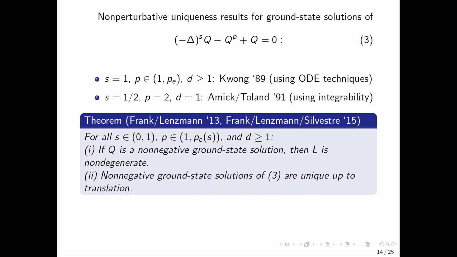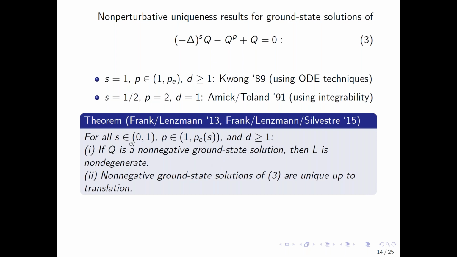So here's Frank and Lenzmann's uniqueness result. It appeared in two papers. First, they proved it in 2013 for the one-dimensional case. And that almost constituted a proof for the higher dimensional case, but they were not able to quite do that in 2013. But then in a paper with Silvestre in 2015, they filled in the missing piece and got the general higher dimensional case for non-negative solutions.